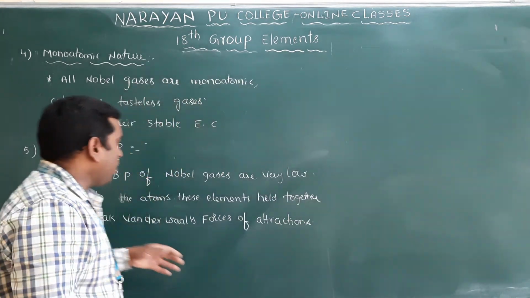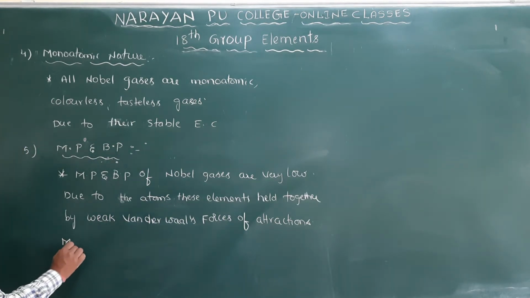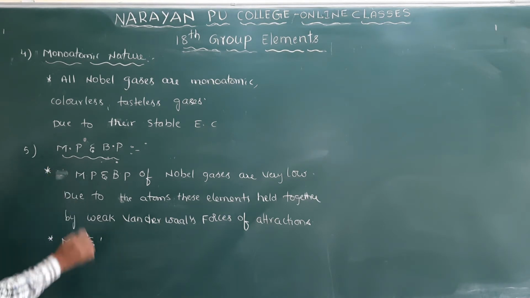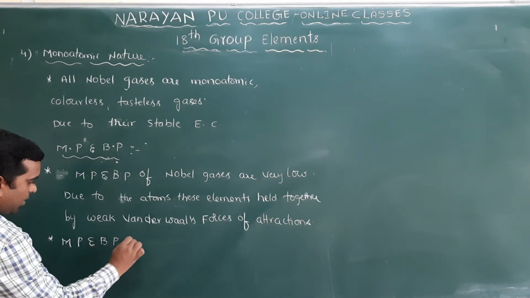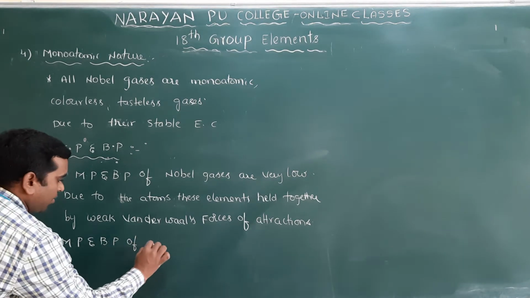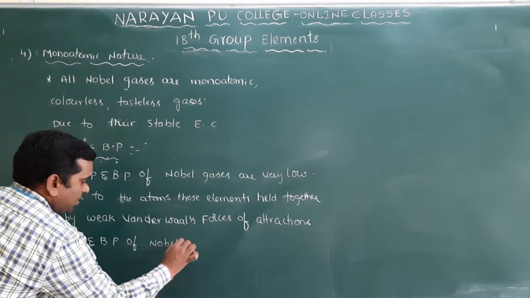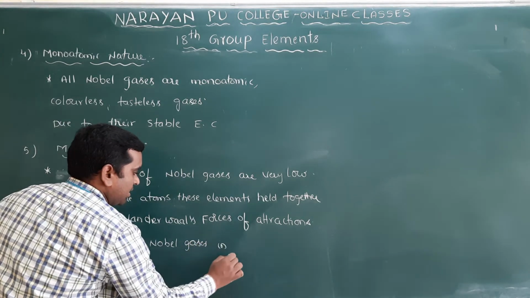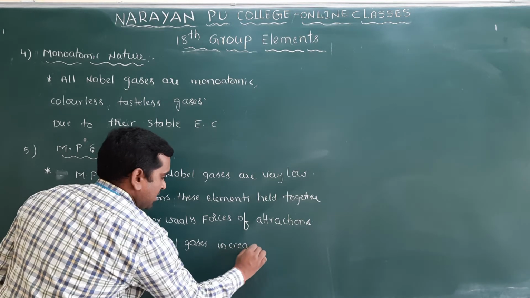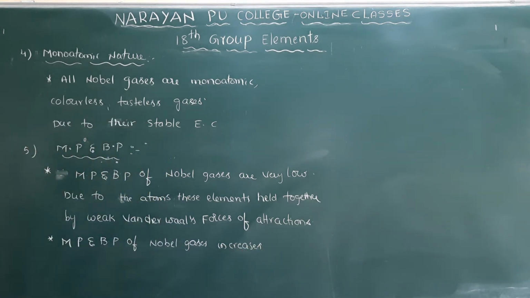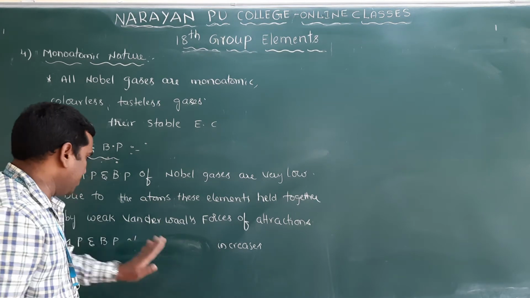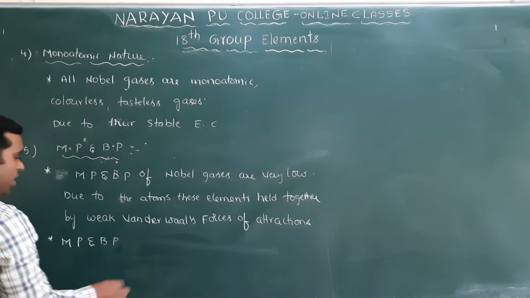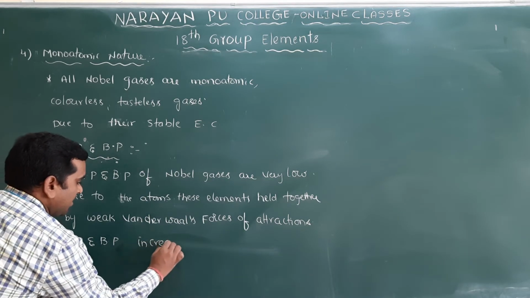Means the melting and boiling points increase down the group. Clear? So the melting and boiling points of noble gases increase down the group. We are discussing noble gases only. So that's why the melting and boiling points increase.